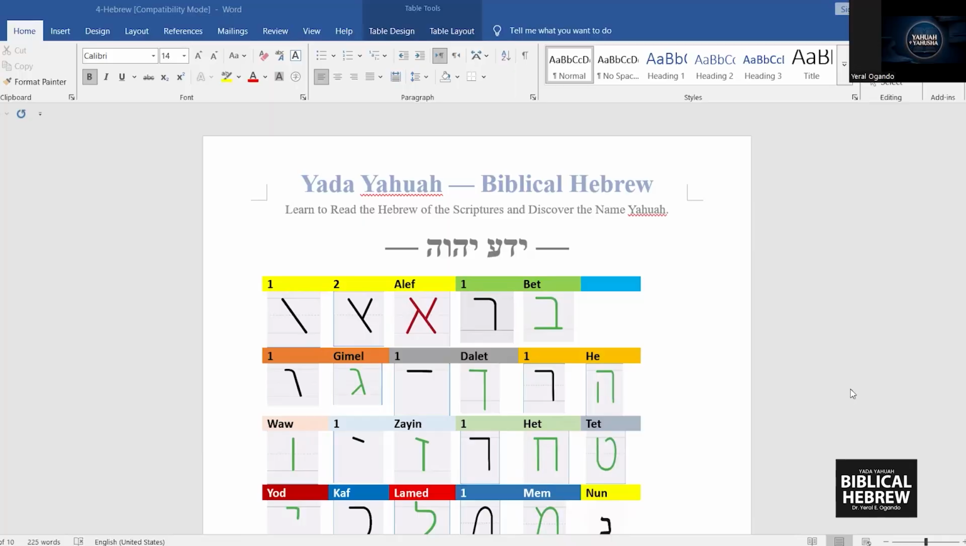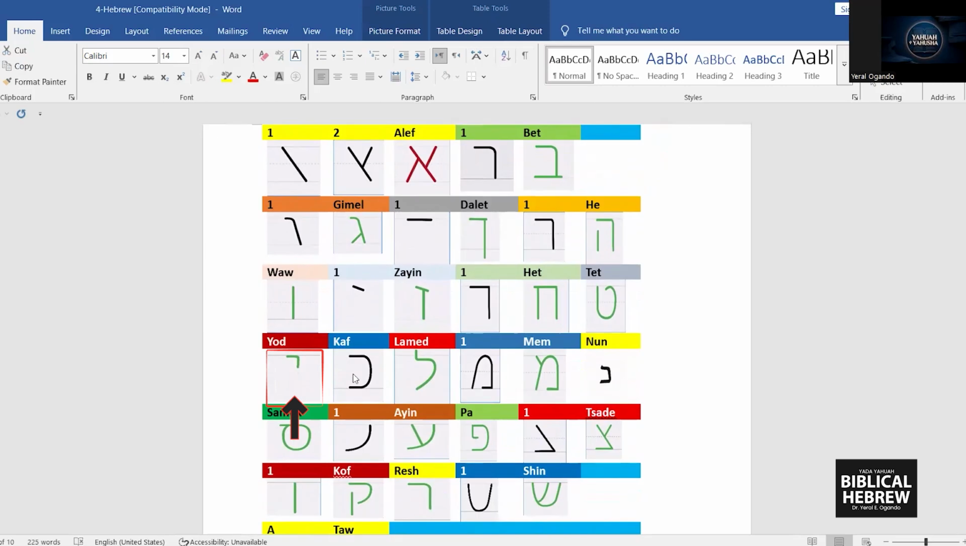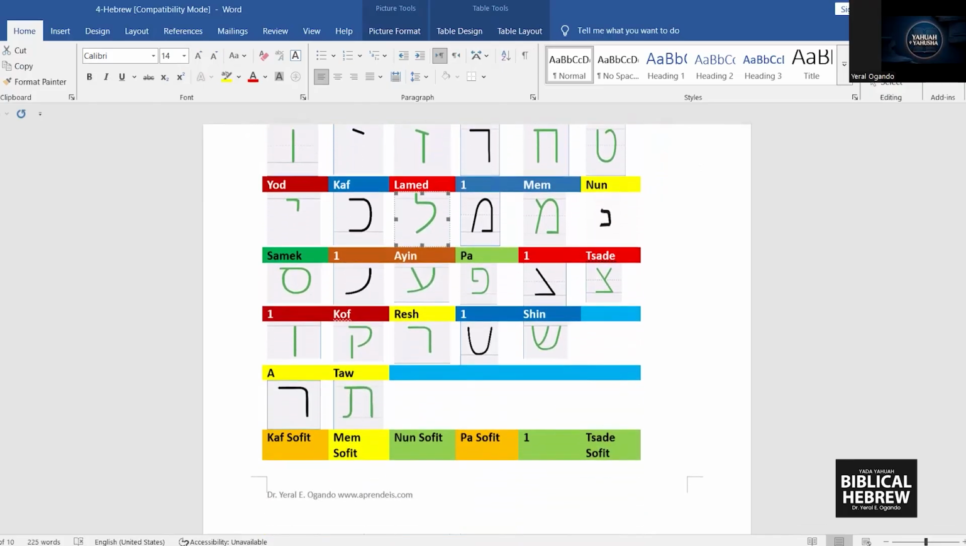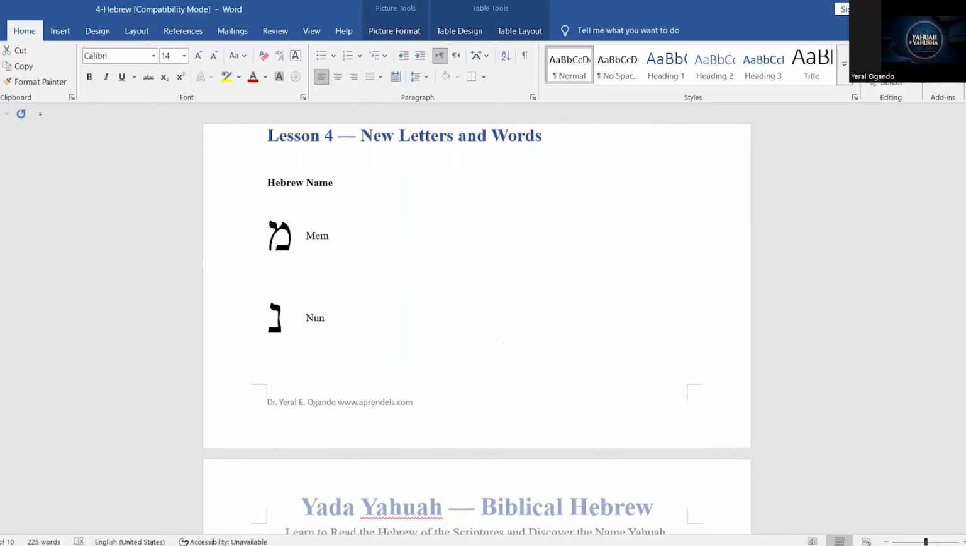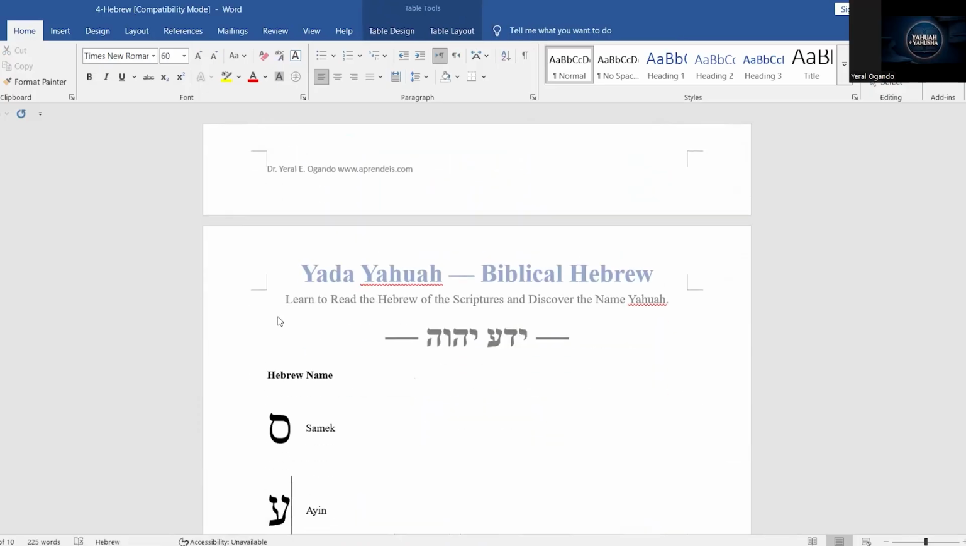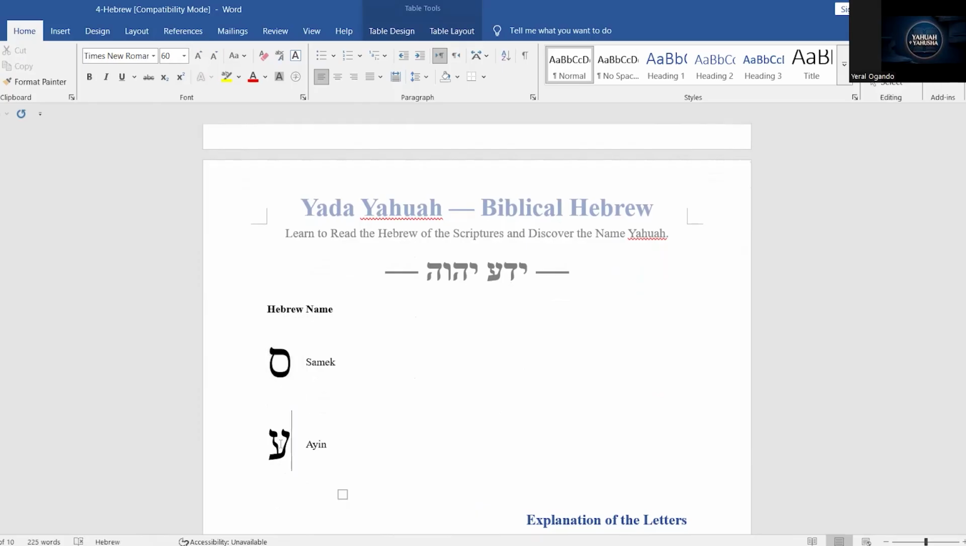Let us review what we've seen so far. We've seen Aleph, Bet, Gimel, Dalet, He, Wow, Zayin, Het, Tet, Yod, Kaf, Lamed. And now let's see what we're going to learn in lesson number 4. In lesson number 4, we're going to have Mem, Nun, Samek, Ayin. These are the 4 letters we're going to see in this lesson.